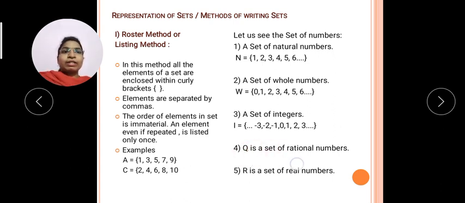Now Q is the set of rational numbers, which we can't list out. Why, beta? Because rational numbers are the numbers which are integers as well as fractions. So many numbers, meaning infinitely many, are there. So only remember that the rational number set is denoted by Q.